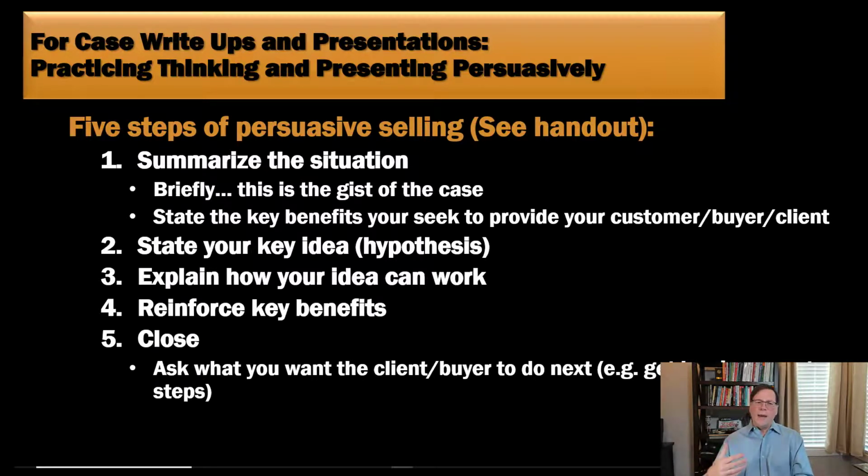And then you're going to come back and reinforce the key benefits. The key benefits are what you mentioned in the first step when you summarized the situation. You're going to reinforce that if you do these different things and these details function in this way, these are the outcomes that you're going to realize, that are helpful to what you're trying to achieve. And then you want to close. So close is basically asking for something. What do you want the client to do next? What do you want the buyer to do next?